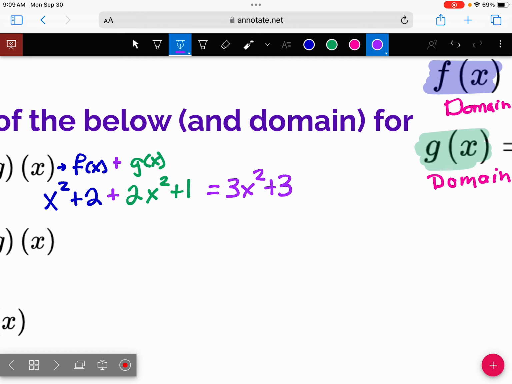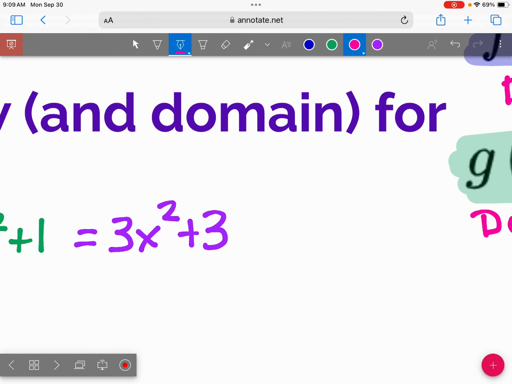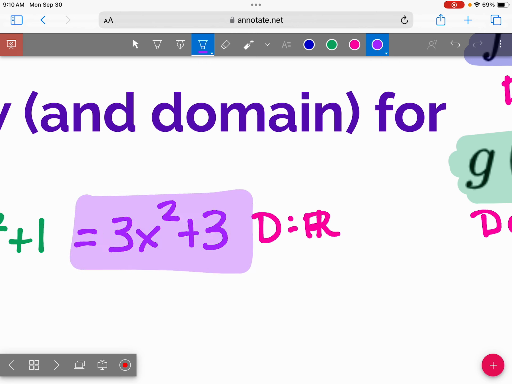And it has a domain. It is also a parabola, and it has to fit inside the domain for the other two pieces. So it has a domain of all real numbers, or from negative infinity to positive infinity. We'll see some domains that get a little funky in a little bit, I promise. So this is our simplified function, and it has this domain. Those are our two pieces for that first one.